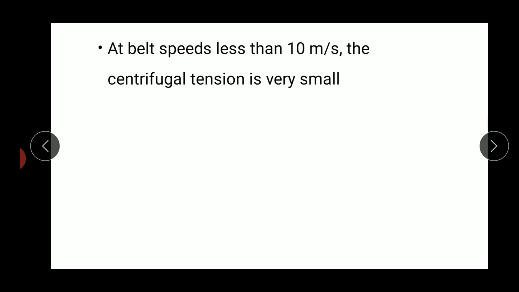When the belt speeds are less than 10 meters per second, the centrifugal force is considerably low. That's why the centrifugal tension caused by it is also low, and we can neglect it when the belt speeds are lower. But when the belt speeds are higher, we have to consider the effect of centrifugal force in the belt tension, because the belt tension increases considerably. That's why we have to consider the effect of centrifugal tension when the belt speeds are higher than 10 meters per second.